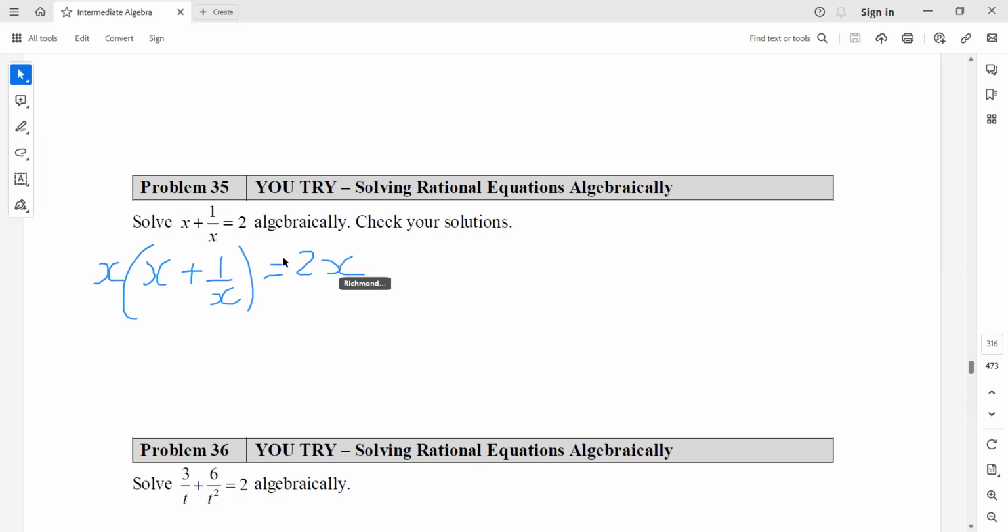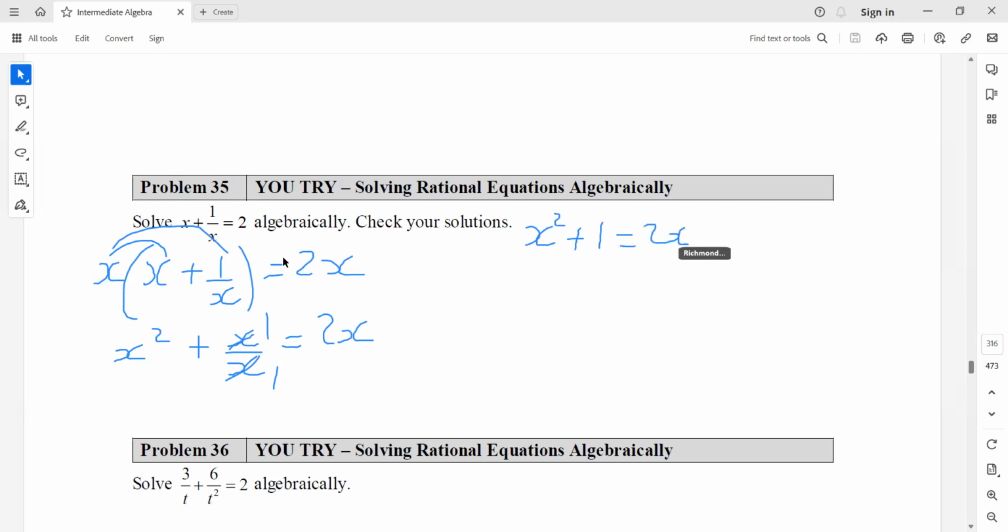Two times x. So x times x is x squared, plus x times 1 over x is x over x, right? Equals 2x. Now, x over x is 1. We know that. So we are going to have x squared plus 1 equals 2x. Now, I'm going to move this across and then it changes to negative.